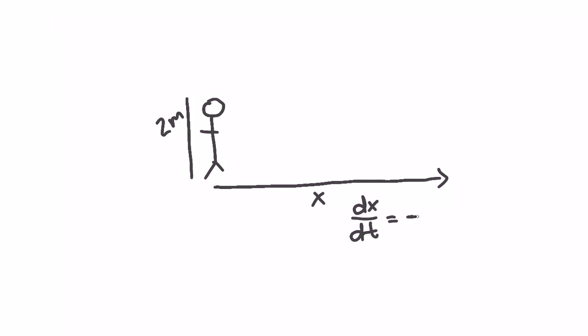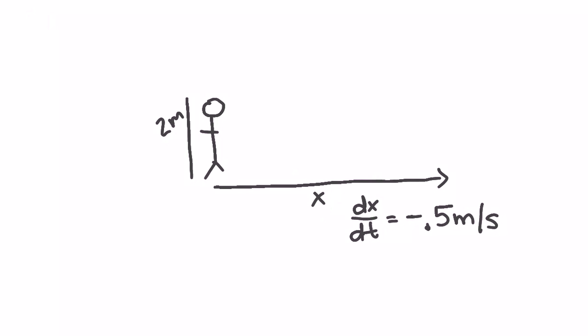and that person is 2 meters tall. The person walks on level ground toward a lamppost. I'm going to label the side on the ground x, and that means dx over dt is negative 0.5. That is in meters per second. We know that's negative because since he's walking toward the lamppost, the value of x is decreasing.